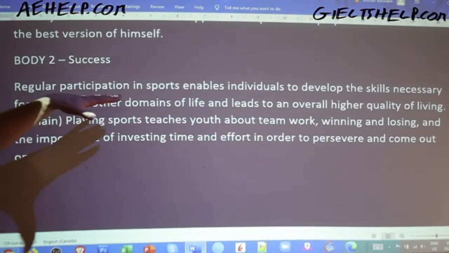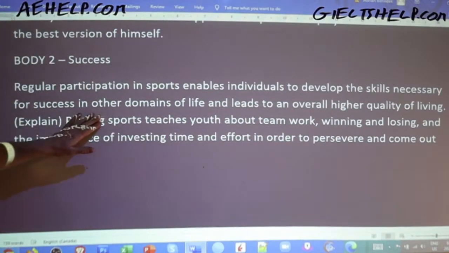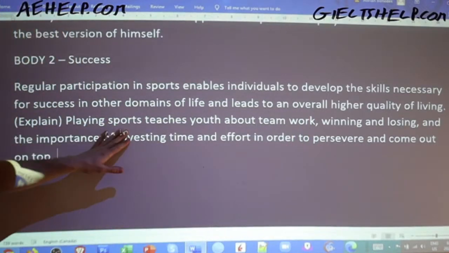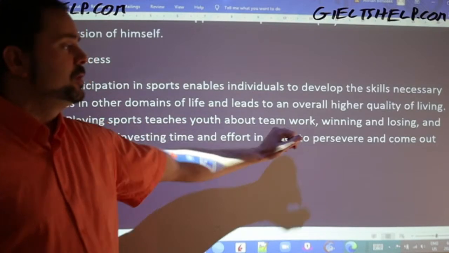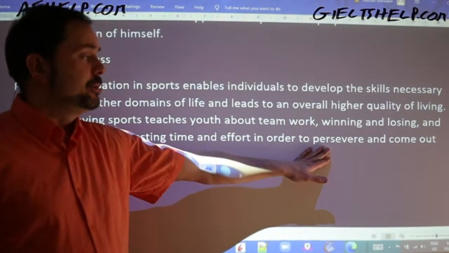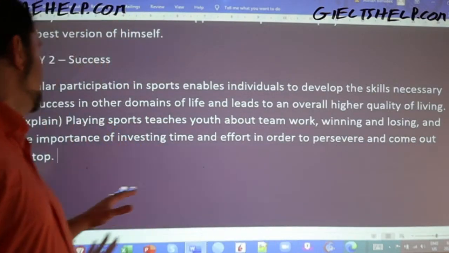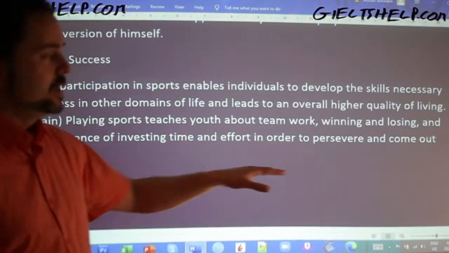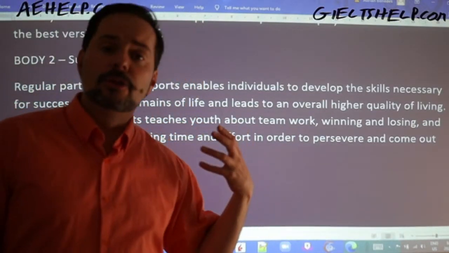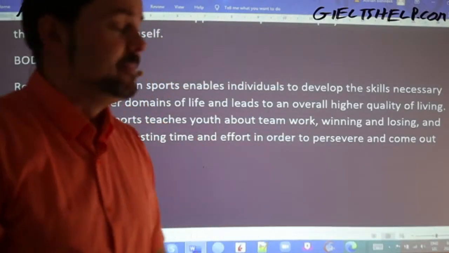So regular participation in sports enables individuals to develop the skills necessary for success in other domains of life and leads to an overall higher quality of living. Playing sports teaches youth about teamwork, winning and losing, and the importance of investing time and effort in order to persevere. Persevere means to continue and to achieve. And to come out on top. Now, here is an expression. It's not an overly complex idiom. It means to reach the goal that a person has, okay? So to come out on top, it means to be the best.